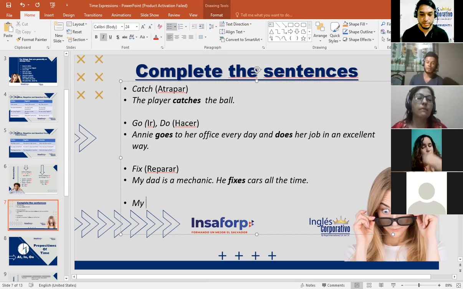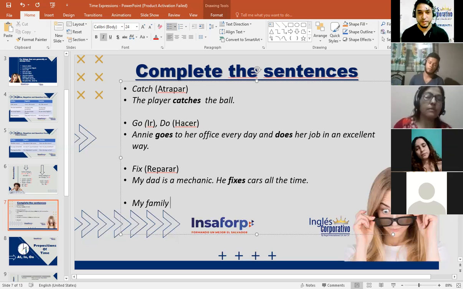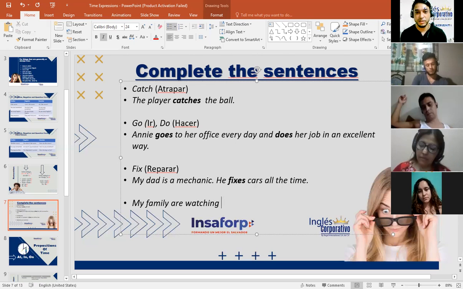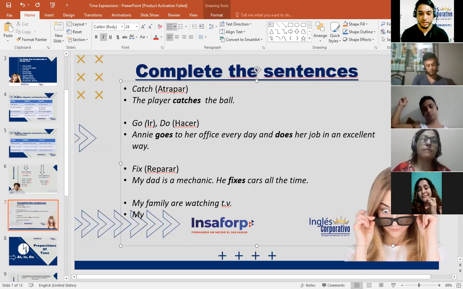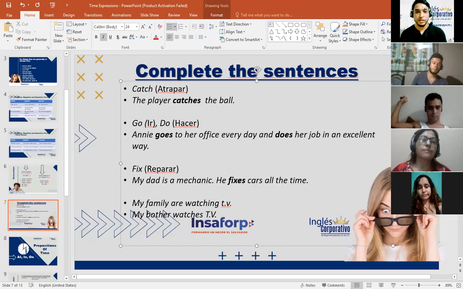My family is watches TV. My family, in this case, because family is more than one person, it's a plural noun. My family are watching. But in this case, my brother watch TV all the time. Okay, that one is in simple present. My brother watches TV. Okay, simple. My brother watches TV.